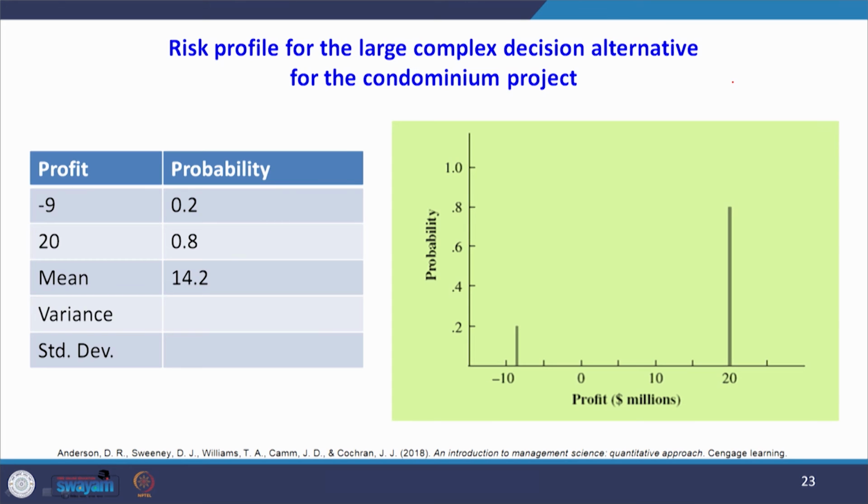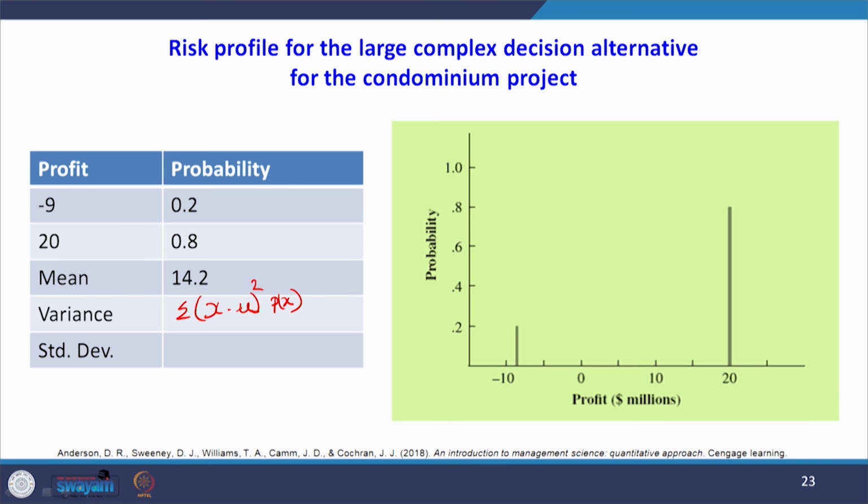Now we know that for the D3 decision the mean is 14.2. If I want to measure the risk, what do I have to do? I have to find out the standard deviation. For the standard deviation I have to know the value of the variance. So, what is the formula for variance? The variance is the sum of x minus mu whole square times p of x. In our problem, mu is 14.2, x is the payoff, and p of x is the probability.